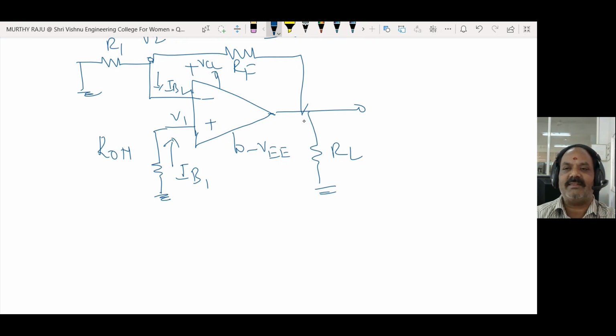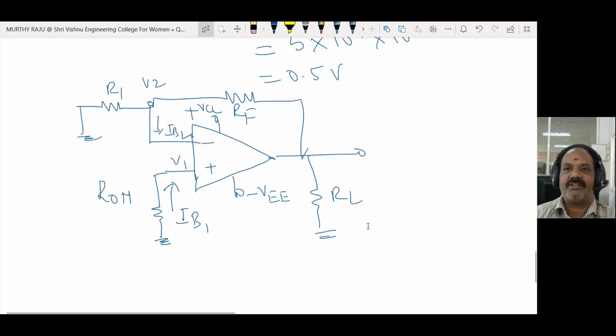In this case, this is the compensation circuit. IB1 is the current flow through this ROM. ROM is resistance. That means R1 parallel to that value is R1 parallel to Rf, that is equal to R1 Rf by R1 plus Rf. We will consider this parallel combination as ROM. Biasing compensation: ROM is the compensation resistance that is connected in series with the non-inverting terminal of an op-amp.